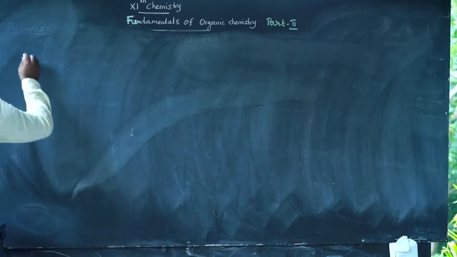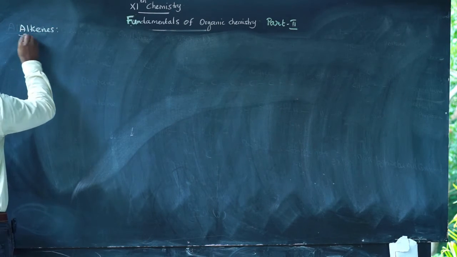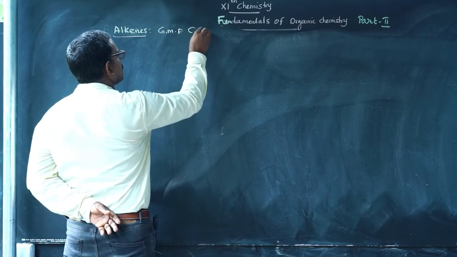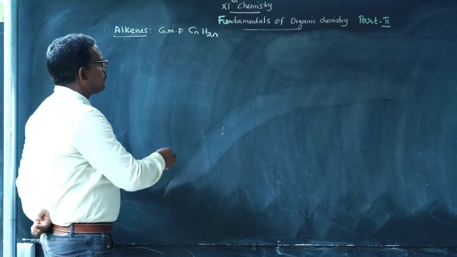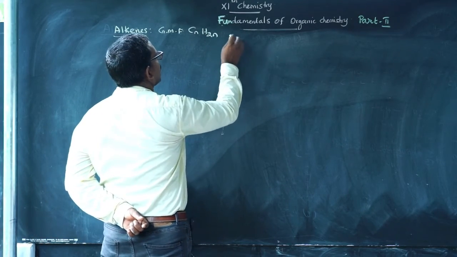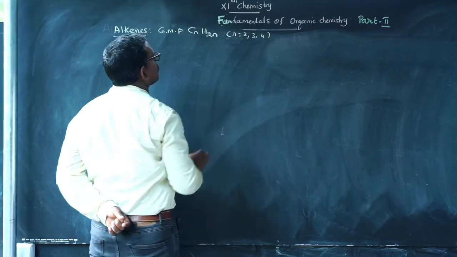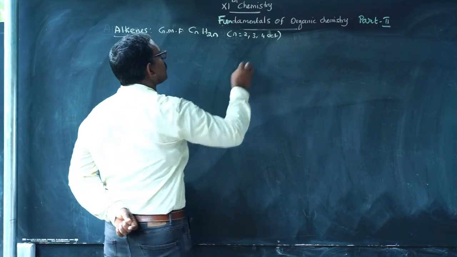Alkenes. General molecular formula: CnH2n, where n is equal to 2, 3, 4, etc.